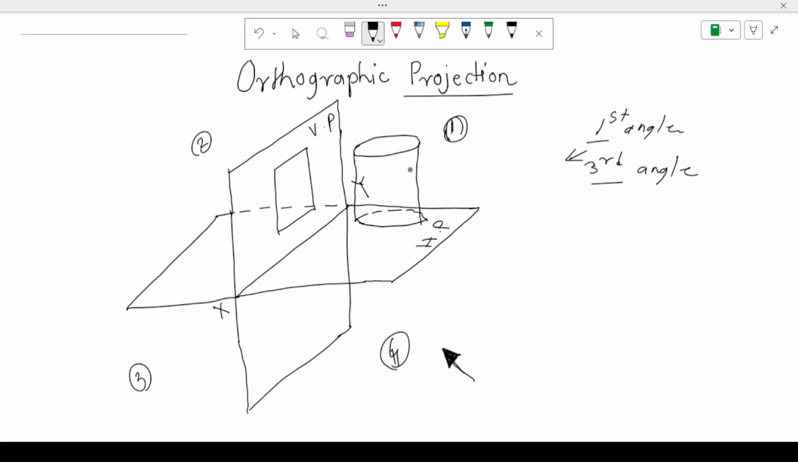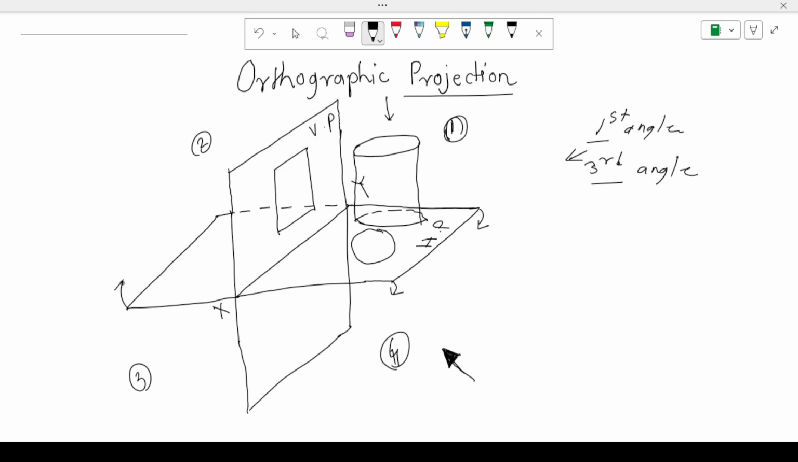So in first angle projection, the front view is formed on the VP, and the top view, from the top direction, is a circle. The top view is formed on the horizontal plane. So in the system of orthographic projection, the horizontal plane always rotates in a clockwise direction.